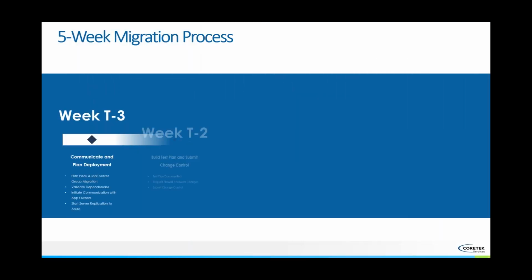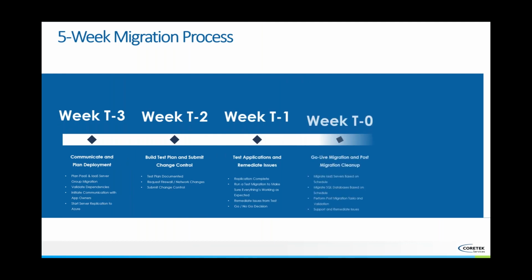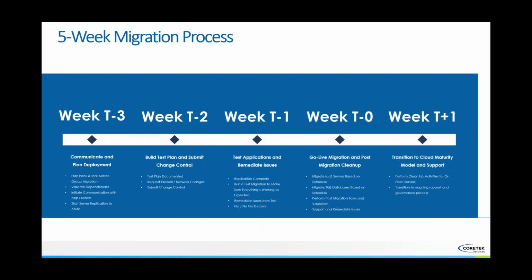We personally like to use a 5-week migration process. You can use whatever kind of process you want to do as you're going into migrations. Some of the key things that we do is we use a T- schedule. So we have T-3 is 3 weeks out from actual migration day. T-2 is 2 weeks out. T-1 is 1 week out. T-0 is the week of the migration for the particular server group that's being migrated. And then T+1 is the week after. And it's just an easy way to understand it.